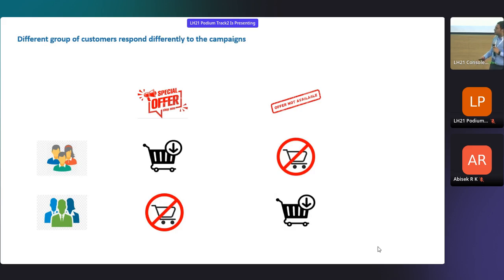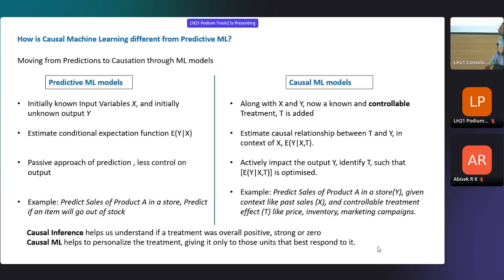But what we might be missing is that maybe a small group of customers purchased the item after getting the offer who would not have otherwise, and another group of customers may have purchased it without the offer. So these effects are getting cancelled out. So how does one go about understanding whom to give the optimal treatment? That is where causal machine learning comes into play.